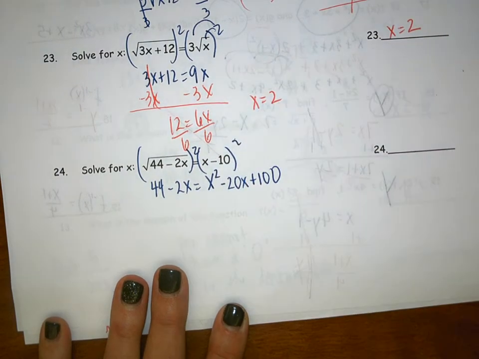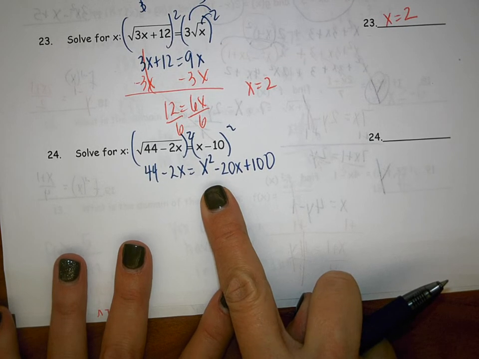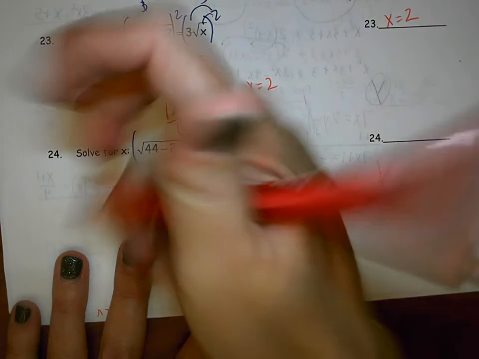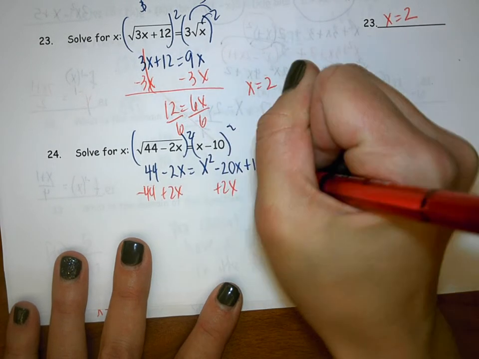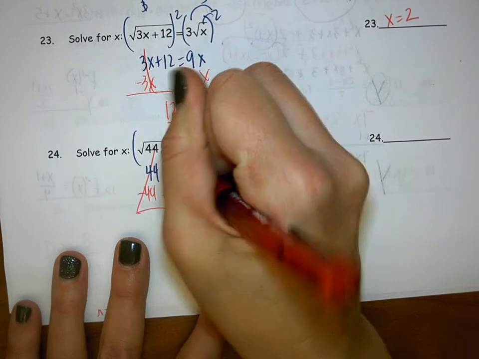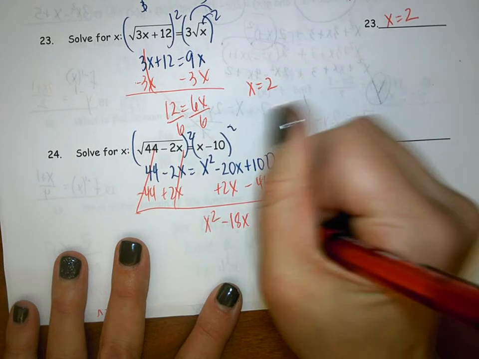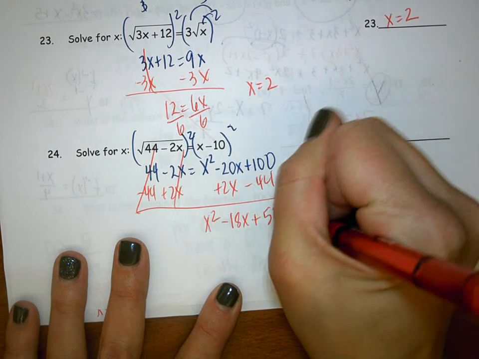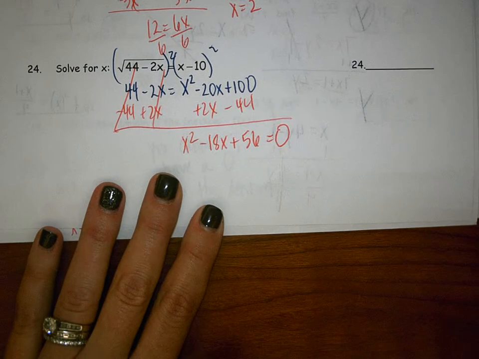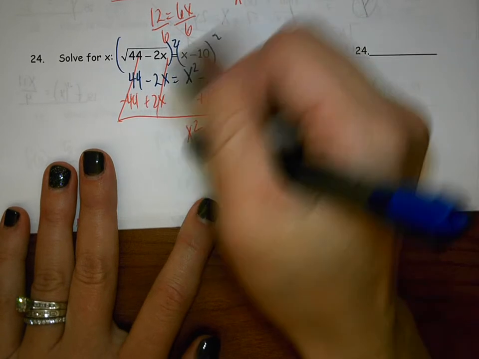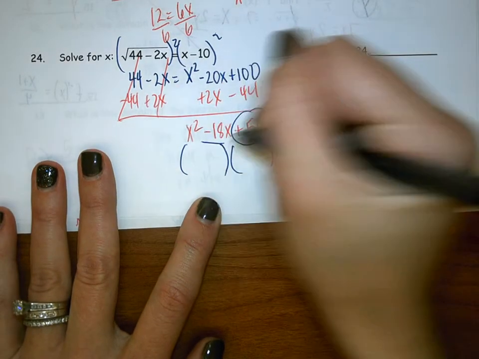Since we have an x squared term, we want to factor or use your diamond method, so we want this set equal to 0. I'm going to subtract 44 and add 2x to both sides. These cancel. I get x squared minus 18x plus 56 equals 0. When you do your diamond method and factor this, what numbers work? What multiplies to be 56 and adds to be negative 18?